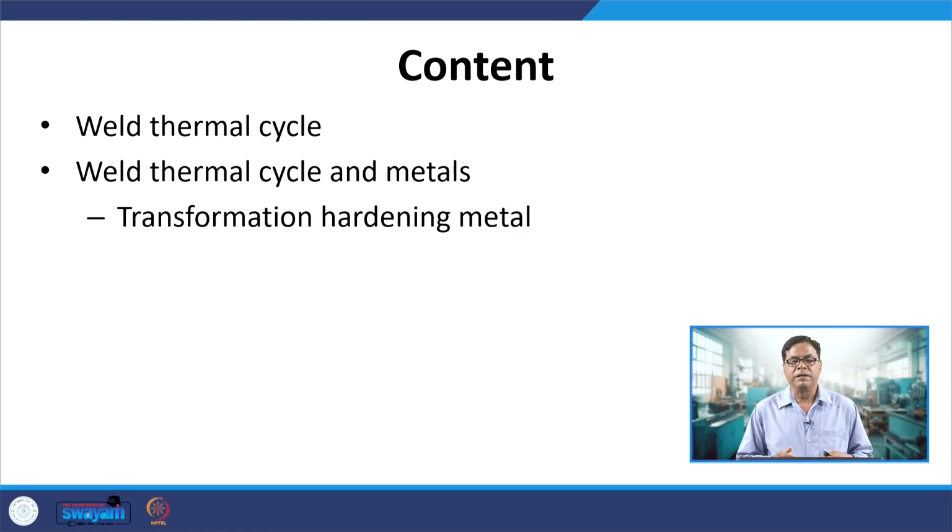Okay. So, initially we will be talking about the weld thermal cycle, which is induced in the zone next to the fusion boundary due to the heat applied for melting the faying surfaces in fusion welding. And thereafter we will try to relate the weld thermal cycle with the heat affected zone formation in a transformation hardening metal like steel.